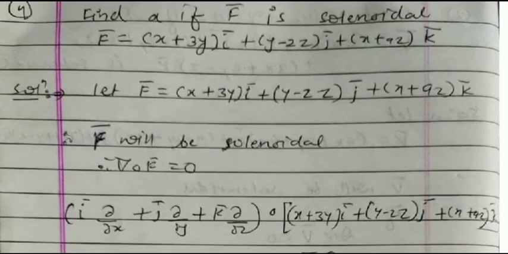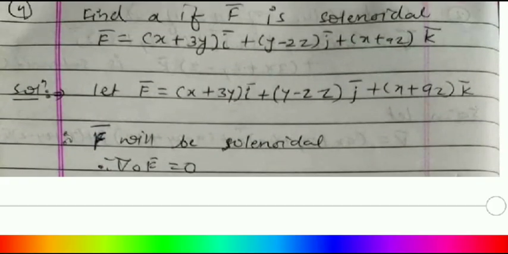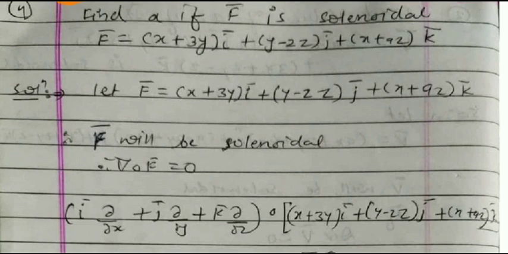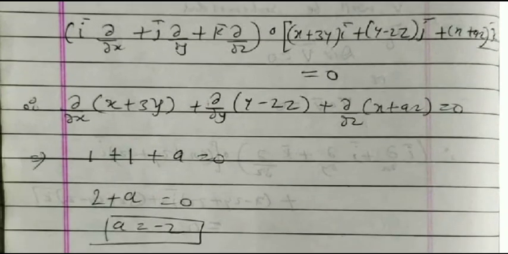Question 4. Find a if f bar is solenoidal. This is the same as question number 3. Given f bar equals x plus 3y i bar plus y minus 2z j bar plus ax plus x plus az k bar. We are given that f bar is solenoidal. That means the divergence of f bar equals 0. So take the divergence of f bar equals 0.